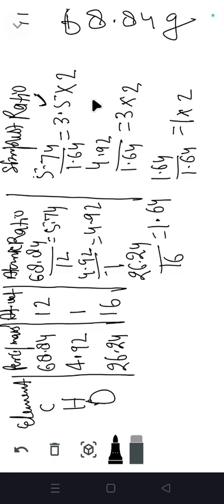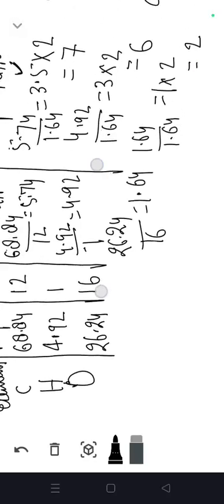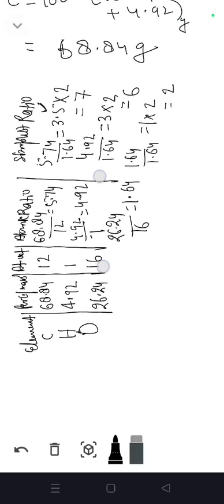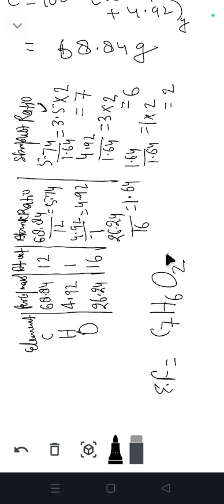So carbon is coming 7 units, hydrogen is coming 6 units, and oxygen is coming 2 units. In this way, the empirical formula of the compound is C7H6O2, isn't it? So this is the first question for calculating empirical formula.